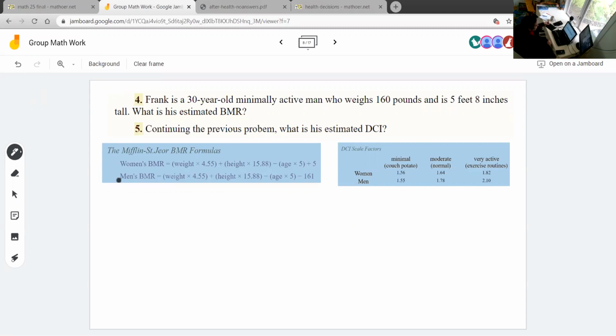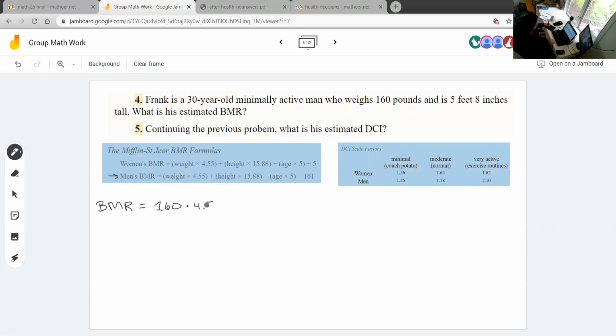I need one of these formulas for his BMR, and he's a man, so that's the one I want. So his weight is 160. That's good as it is.